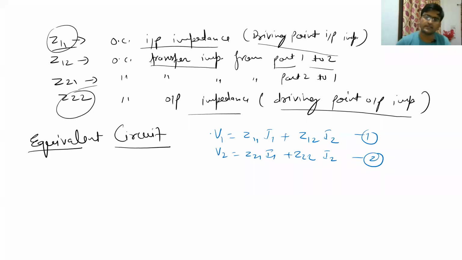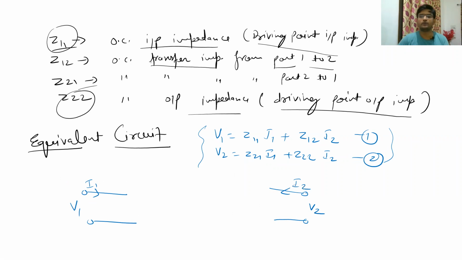Now as you can see, I have written these equations here. If we take V1, let me first make these two ports between which we are going to draw our equivalent circuit. In the first port, obviously we are going to have the voltage V1 and a current I1 entering. And in the output, we are going to have V2 voltage and the current I2 entering.